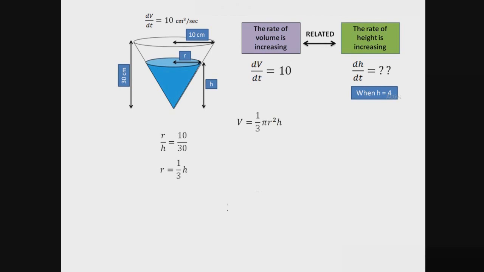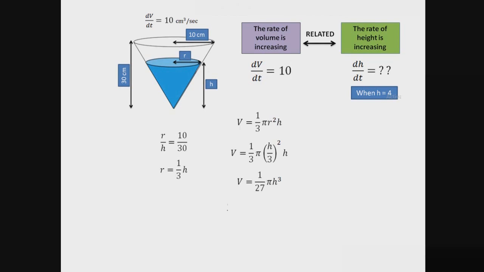Since we already have the r value based on the ratio we computed, which is r equal to 1 over 3 h, we substitute back in the formula and get 1 over 3 pi, in brackets h over 3 squared, times h. And we simplify it to get 1 over 27 pi h cubed.